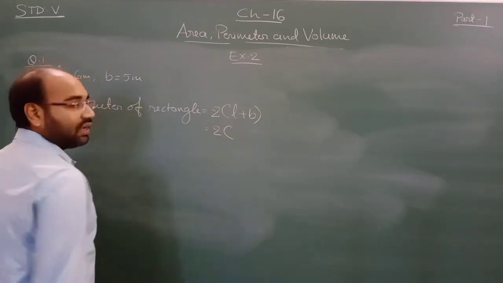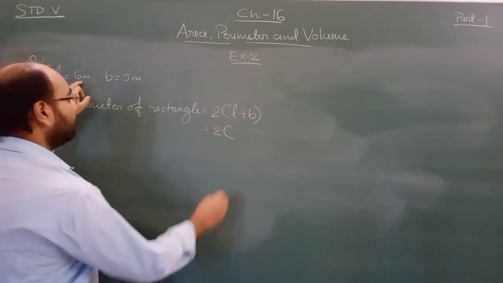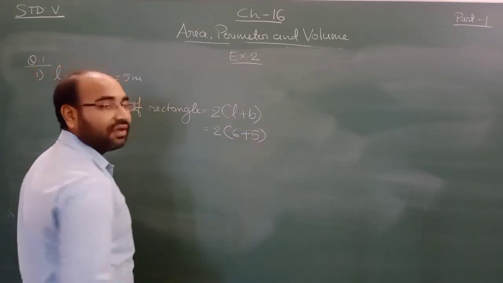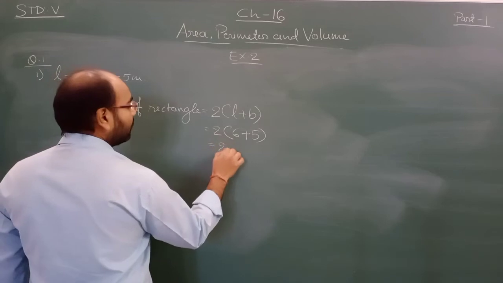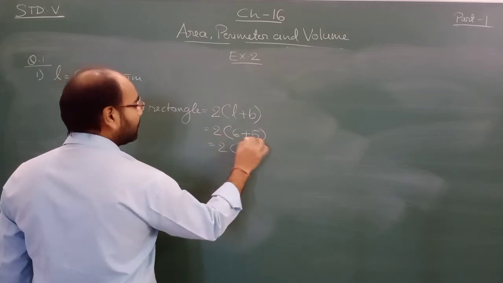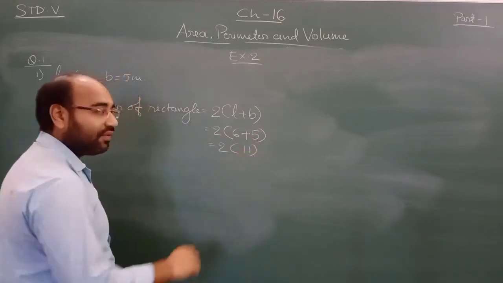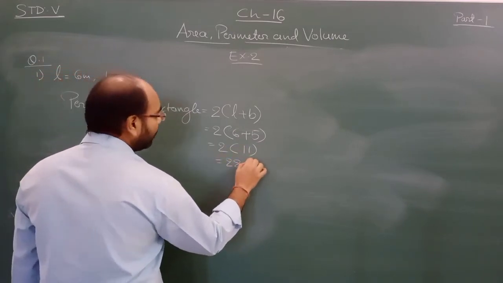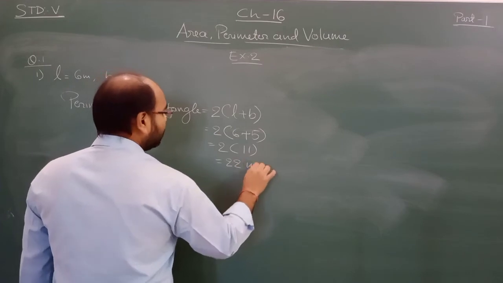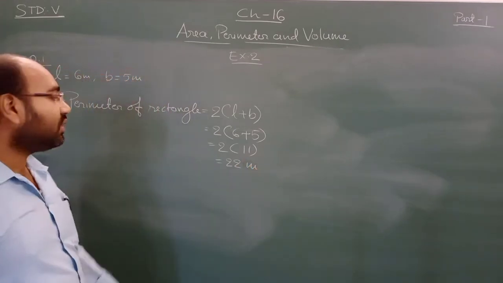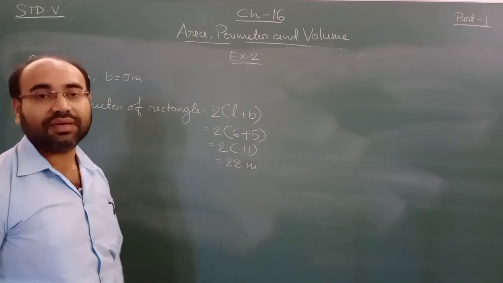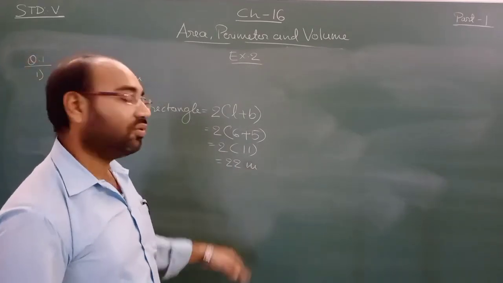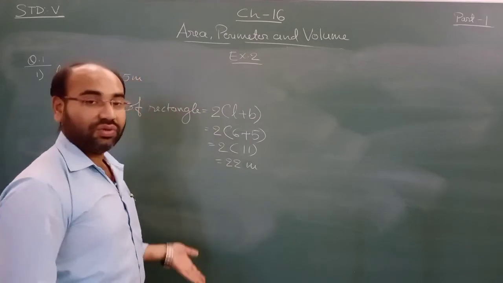So 2 will come as it is. Length is what? 6 meters, so we will write 6. Plus breadth is 5 meters, so we will write 5. So first we will add this. Dono ko add karo, 6 plus 5 is 11. Aur phir inka multiplication. 2 into 11, it comes to 22 meter. Don't forget to put the meter over there. Perimeter mein last mein compulsory meter, centimeter, kilometer, whatever unit is given, that we have to mention. So simple, kuch hard nahi hai.